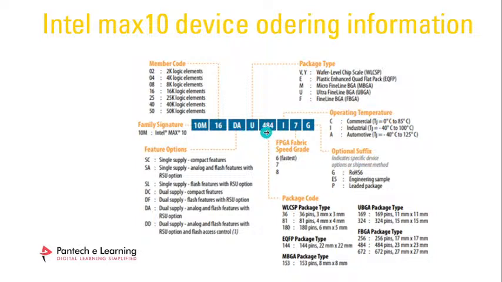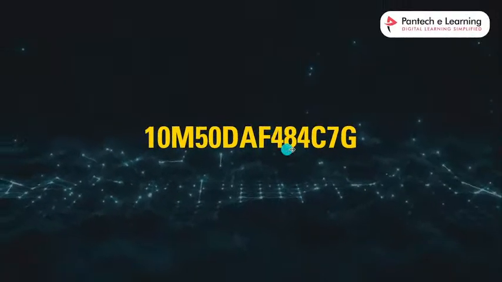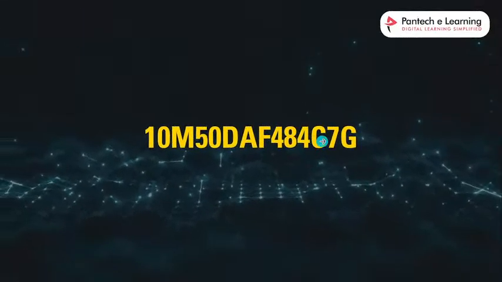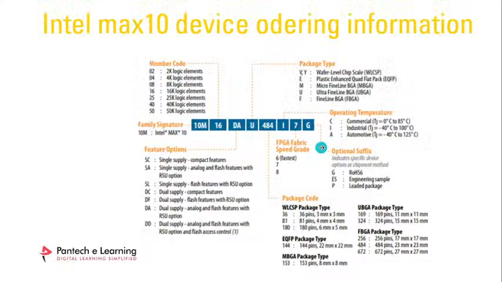And another one is 484. Our FPGA also has 484, which means the FPGA has 484 pin outs, I/O pins. Then C stands for operating temperature. C is commercial. If the feature of the FPGA model is high, it is for industrial purposes only, so we can justify that.